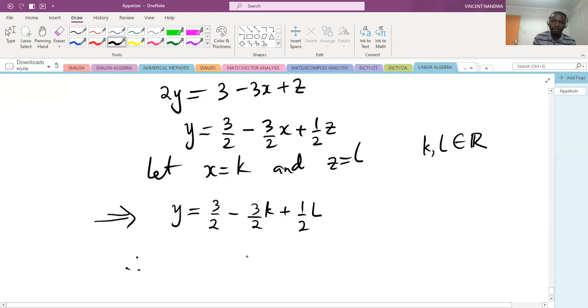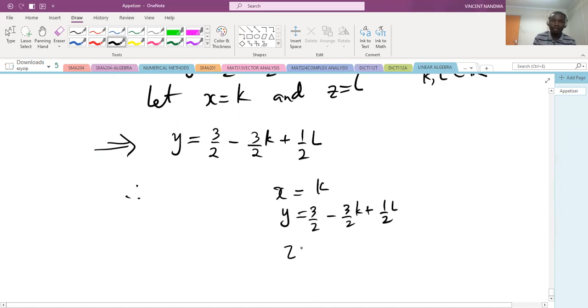So the solution set will be x equals to k, y equals to 3 over 2 minus 3 over 2k plus a half L, and then z equals to L. So this is a solution set. And remember, k and L are real numbers.